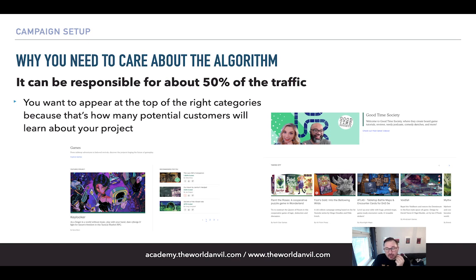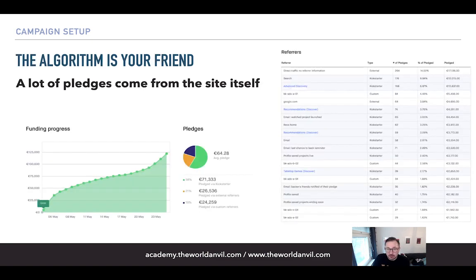You need to understand that many potential customers that you can't reach in any other way will learn about your project through the algorithm and being placed in the right categories, which will appear on their home pages whenever Kickstarter thinks it's a good time.